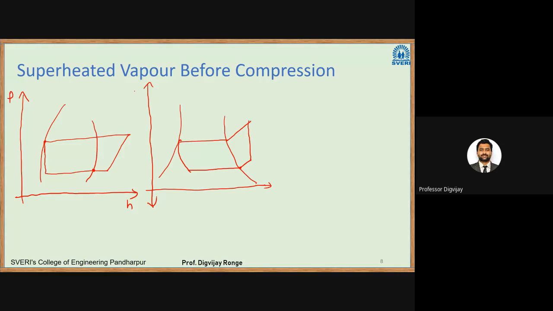Okay, so this will be the temperature versus entropy diagram. Here it will be point 1. This will be isentropic compression to point 2. Let us say this is point 2 dash. This will be point 3, this will be point 4. Let us say this is point 1 dash.